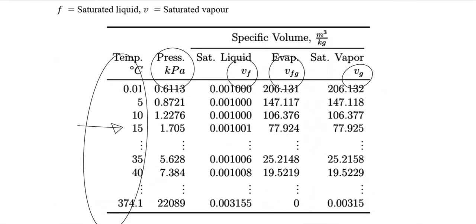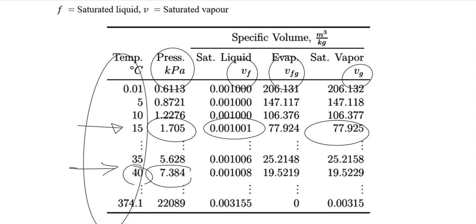So, if I've been given a temperature of 15 degrees centigrade, for that temperature there would be a saturation pressure, a saturation liquid volume, and a saturation vapor volume or gas volume, and obviously the difference between them. Let's say for another temperature, there would be a saturation pressure over here, a saturation liquid volume, and a saturation gas volume as well.